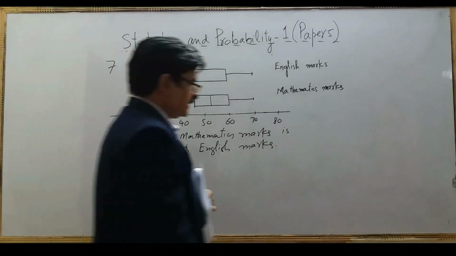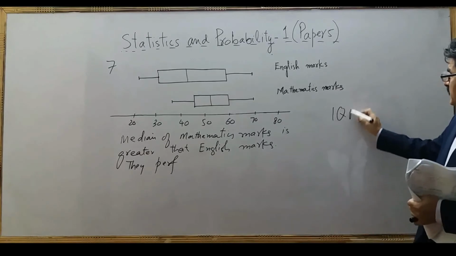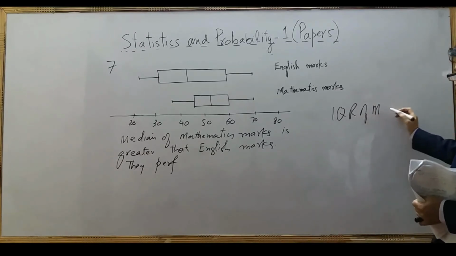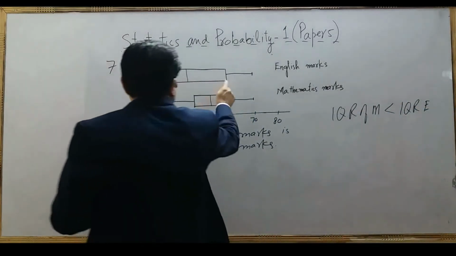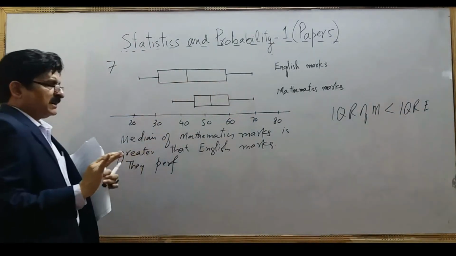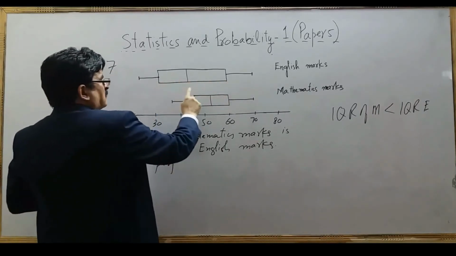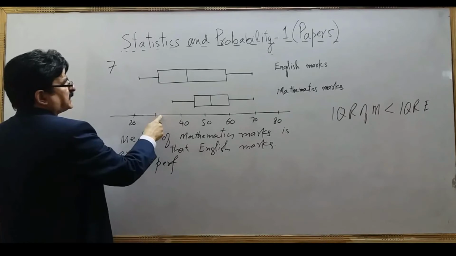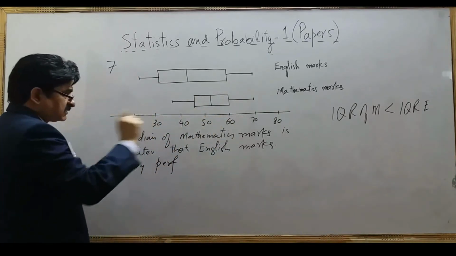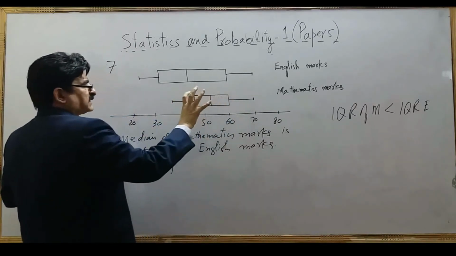The second way is interquartile range. The interquartile range of mathematics is lesser than the interquartile range of English marks. Now the box shows the dispersion or spread of the middle 50%. So here the middle 50% of students in English got marks roughly from 33 or 34 to 60. But in mathematics, they got marks from this; this box shows the 50% students.